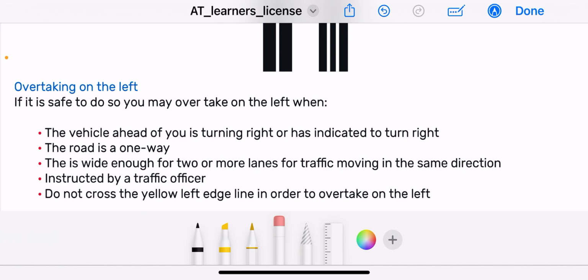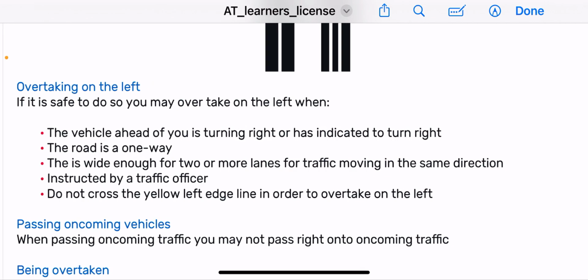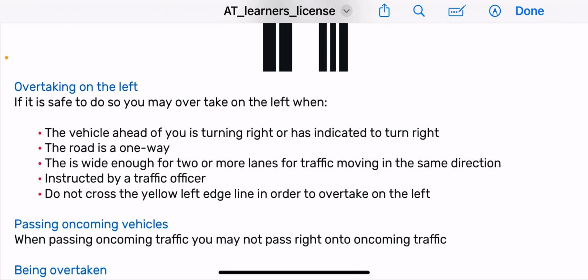You may overtake on the left when you are instructed to do so by a traffic officer, always. With every road sign, when you are instructed to do so by a traffic officer, then you may disobey a road sign. You do not cross the yellow line, the yellow left edge, in order to overtake on the left. I have covered that. You don't cross the yellow line.